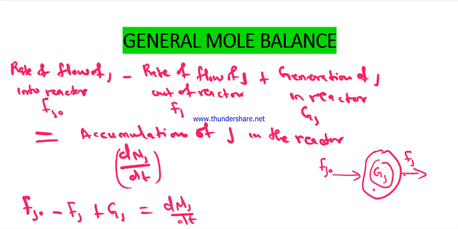This is what goes in, this is what goes out, and what is generated is within, maybe by reaction or some other things. What is generated about J is within the reactor. And what is accumulated is also within the system volume, the dNj/dt. So we represent Fj naught to be what goes in, Fj to be what goes out, generation with Gj, and accumulation within the system volume to be the dNj/dt. So in summary, this is Fj naught, inlet, Fj outlet, and Gj, the generation within, and the dNj/dt as the accumulation of J within the system volume.